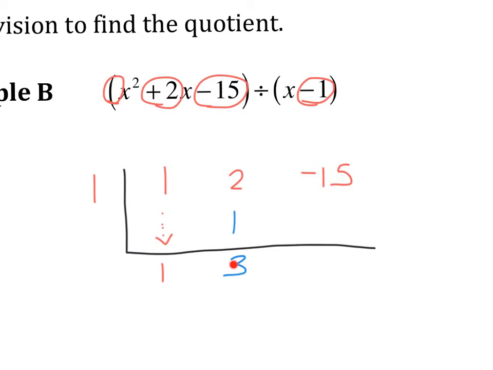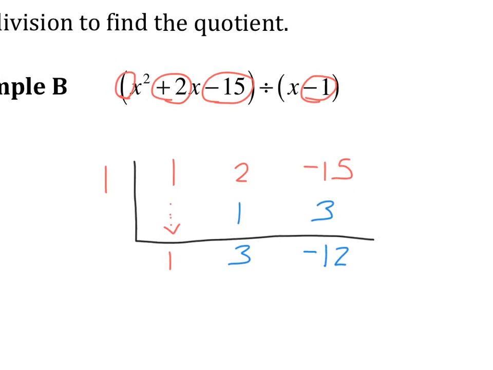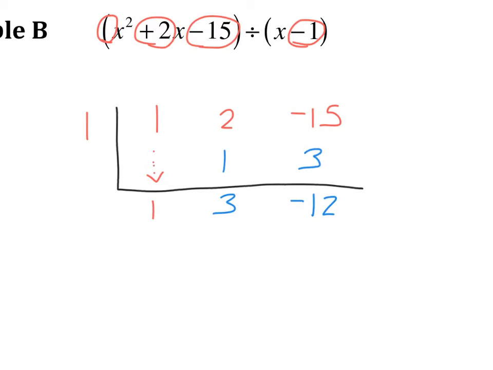1 times 3 is 3, so I place the 3 over here. And now I add those together to get negative 12. So now here's my result. My result is the 1 becomes just 1x, the 3 is positive 3, and then the remainder is negative 12.